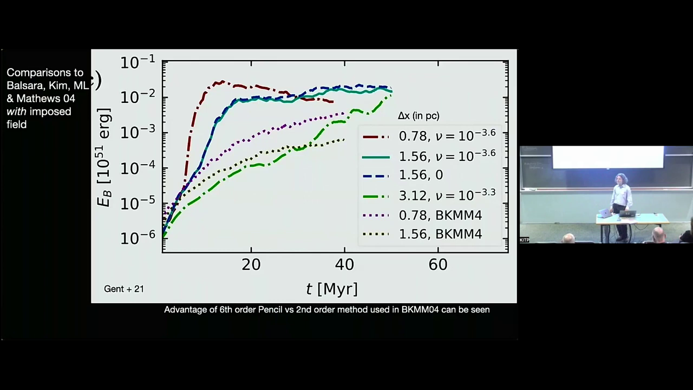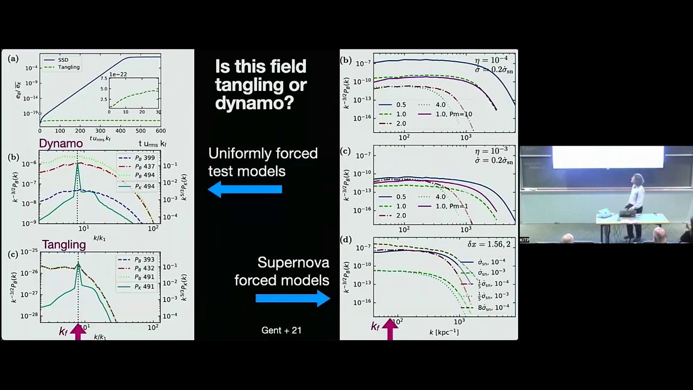And then, on the next slide, the physical question would be the difference between dynamo and tangling. What exactly do you mean by the small-scale dynamo? On the left-hand side, the bottom two plots, are they the same resolution, or why is there no power on the small scales?